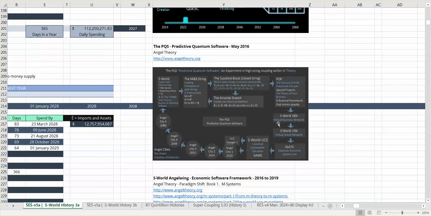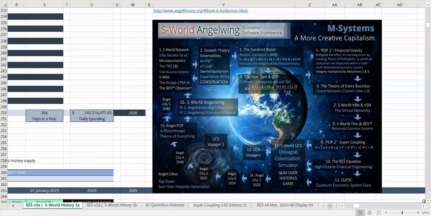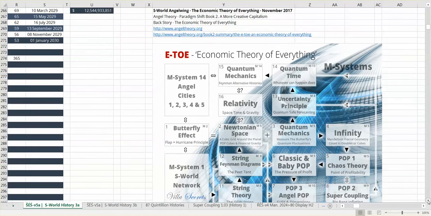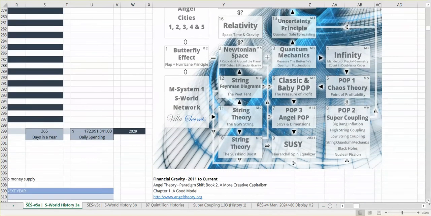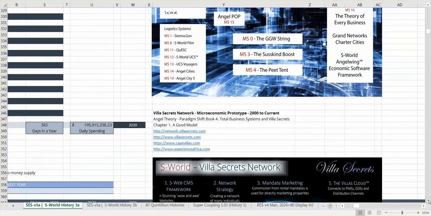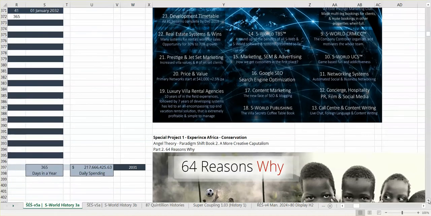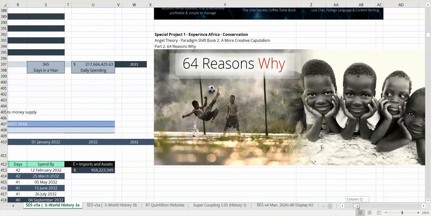2012. Here's that same idea in 2016, starting in its circular fashion. Here is that same, but now, S-World Angel Wing Economic Software Framework. And we're all focusing on this bit here now, number 10, the res equation. That's what this video is all about. There's a bit of the physics. Same concept, different perspective. And here we have the chaos theory combined with the string theory and the quantum mechanics and all the software, etc. And lastly, here's the microeconomics for the sequence network, which is the prototype. And lastly, we have the 64 reasons why.